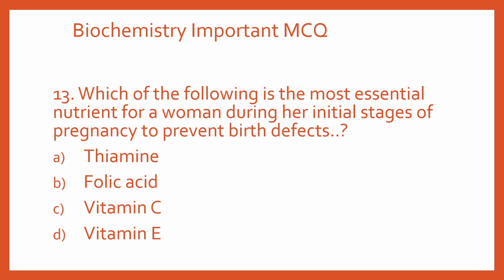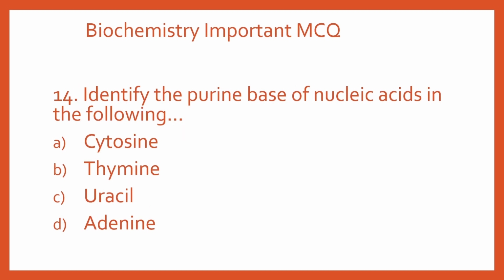Now, which of the following is the most essential nutrient for a woman during the initial stages of pregnancy to prevent birth defects? Now, we begin to consider folic acid. And if you have friends who are pharmacists, they will tell you about what they call routine drugs. Routine drugs are made up of B vitamins, especially folic acid. They give it to pregnant women to prevent birth defects. So the option here is vitamin B9, which is what? Folic acid.